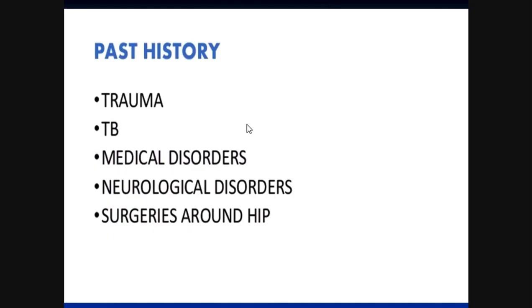Also, we must ask about the past history, any history of trauma, direct trauma, could be previous dislocation, car accident, history of infection like TB, medical disorders, diabetes, asthma. Some patients take steroids, and in high doses they can cause avascular necrosis of the head of the femur. We must keep all these in mind. And also ask about neurological disorders and any previous surgical intervention. And then we'll go to a clinical examination of the hip joint.